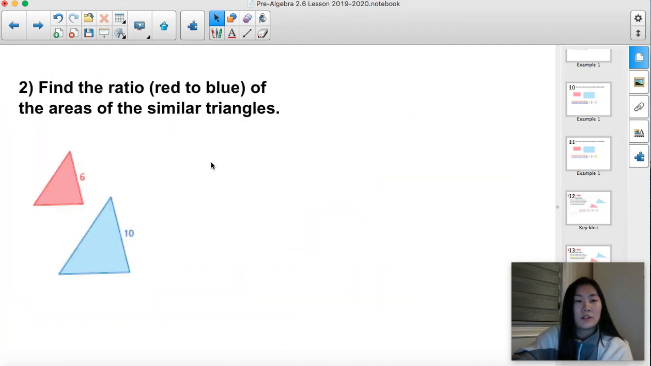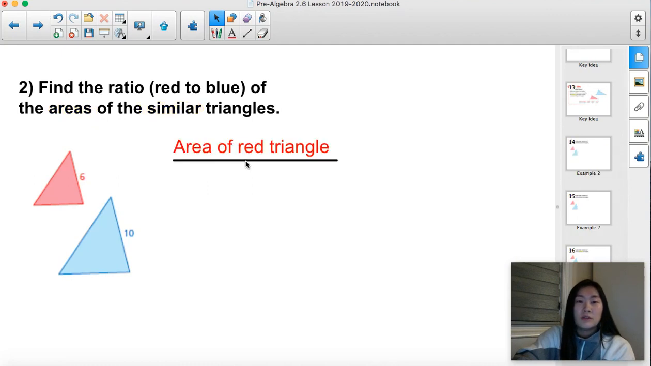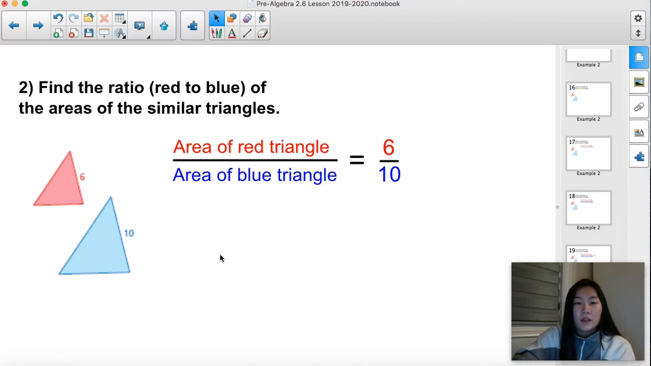Let's look at the second question. Find the ratio of, from red to blue, of the areas of the similar triangles. So we're going to set up area of red triangle over the area of blue triangle is equal to, we're given these two dimensions, so we're going to have to use them. So red is 6 over 10, which is the blue. But the only thing, because we're talking about the area, we have to square this fraction, this ratio. So I'm going to put parentheses and square it.